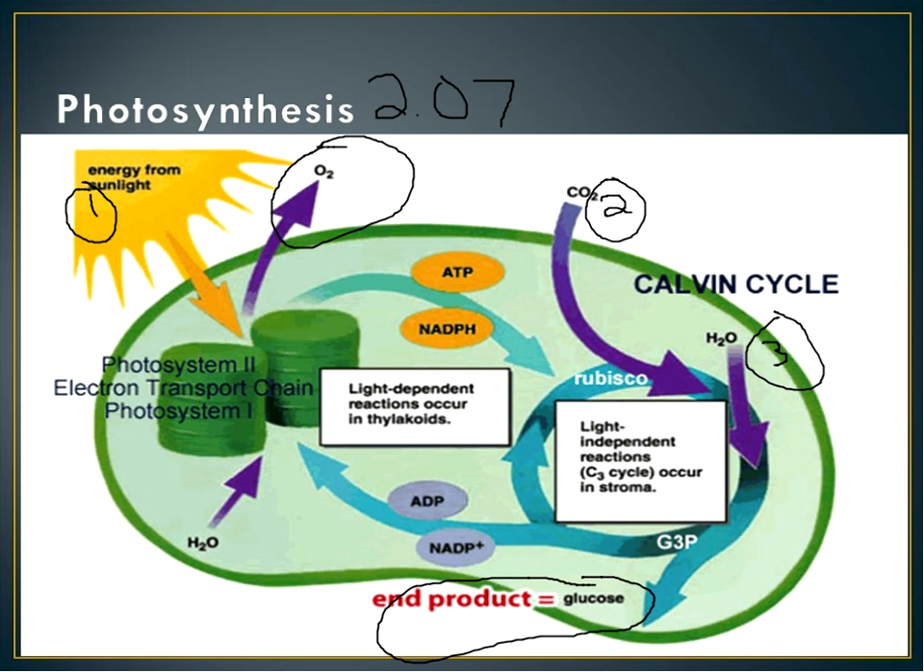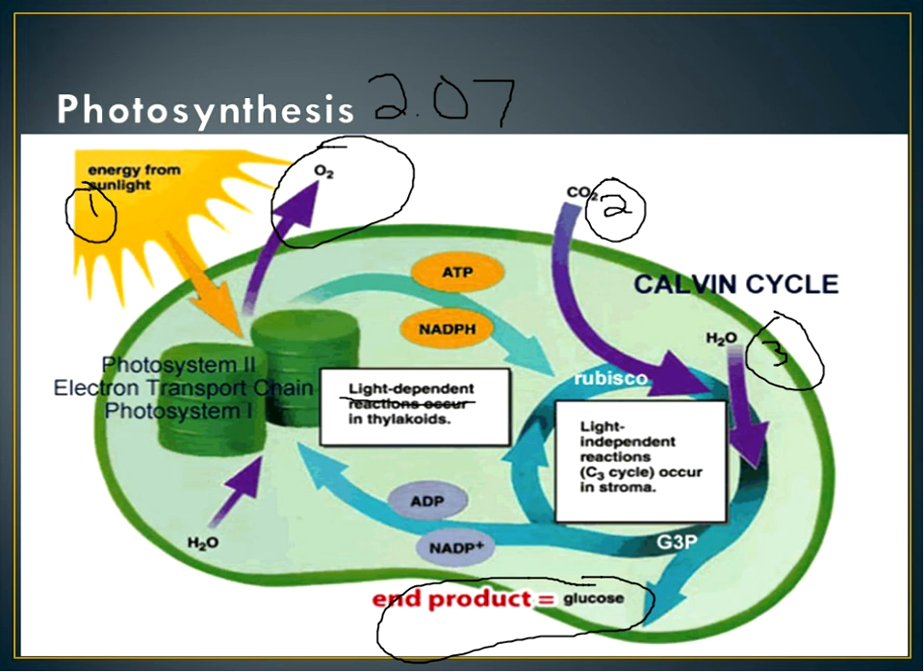Now there are two parts, right? The light dependent, which has sunlight, because it's light dependent. Sunlight goes in, water goes in, and then oxygen comes out. And then you also have the light independent, which is also called the Calvin cycle. That's where you have carbon dioxide and water also going in. Glucose comes out of that one. So the two products, oxygen and glucose, oxygen comes out of light dependent. Glucose comes out of light independent.